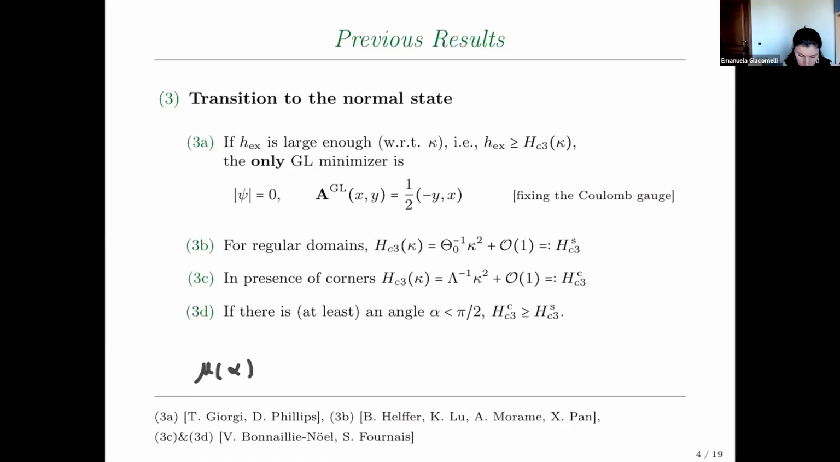So this is the minimum of a quantity which I called mu alpha, which is just equal to the infimum of the spectrum of an operator which is given by minus i gradient plus 1/2 x perpendicular squared. So this is nothing else than the magnetic Laplacian with this vector field.